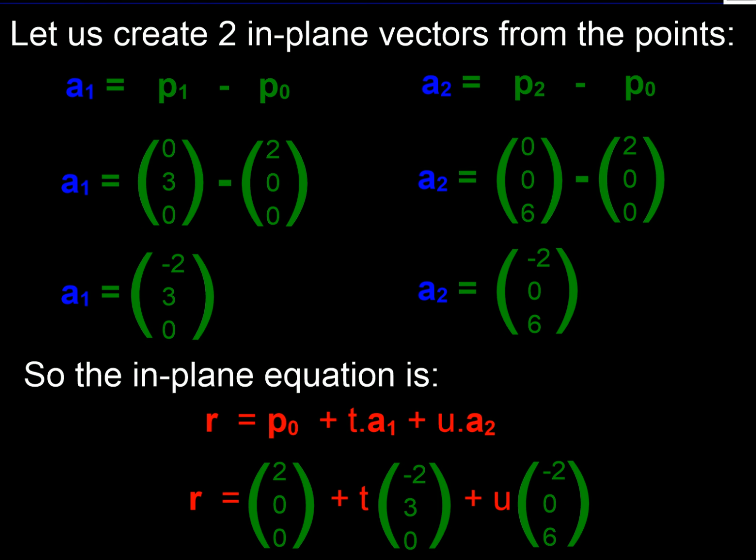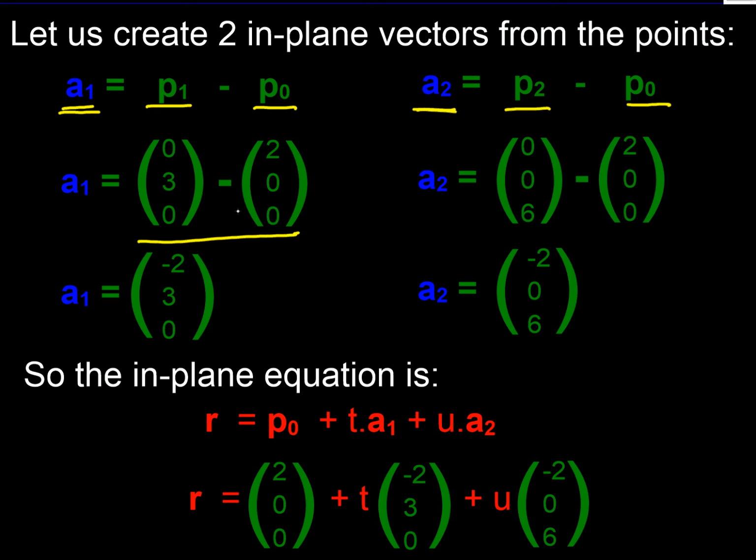So first one we're going to do is we need to find two vectors in the plane. Well, we can find those by just finding the displacement vector from P0 to P1. So we'll call that in-plane vector 1. And then we can go from P0 to P2 and we'll call that in-plane vector 2. So all we need to do is to find the difference between these two vectors. And we find that A1 is this vector and we find that A2 is that vector. So we could, at this point, write the vector equation for the plane as being our initial point P0 plus any multiple of these two in-plane vectors A1 and A2.